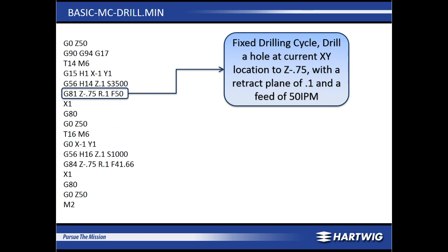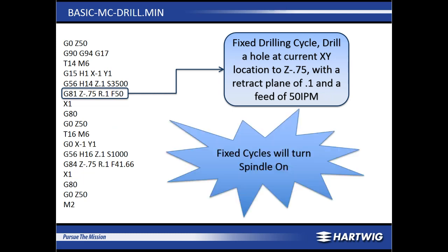So now we're going to get back into our fixed cycle for drilling. This fixed cycle command says that we are going to drill a hole at our current XY position to a location of Z -0.75 with a retract plane of 0.1 above the work and a feed of 50 inches per minute. Fixed cycles will turn the spindle on. So anytime we're using a fixed cycle, we do not specifically have to turn the spindle on and off ourselves.